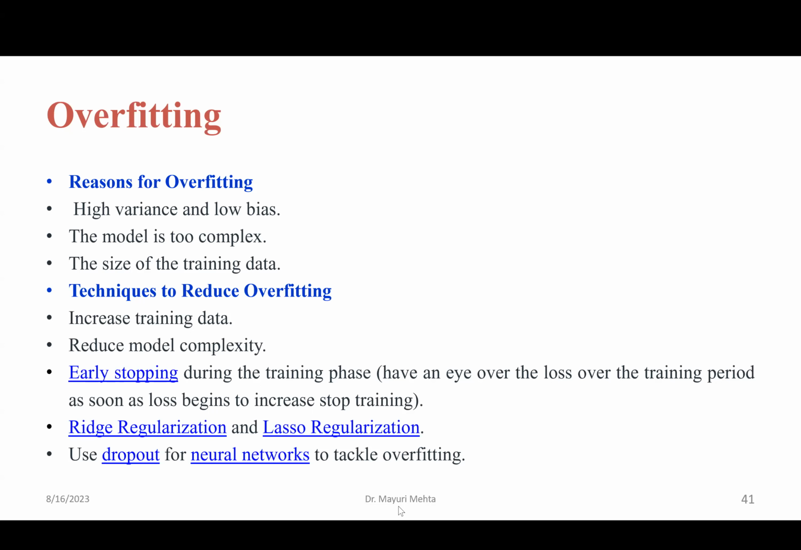Regularization is also a very popular technique used to avoid overfitting. We have two popular regularization techniques to overcome this overfitting problem: ridge regularization and lasso regularization. Those who have learned machine learning must be familiar with these techniques. We can also use dropout for neural networks to tackle overfitting. The dropout technique is specially for neural networks.